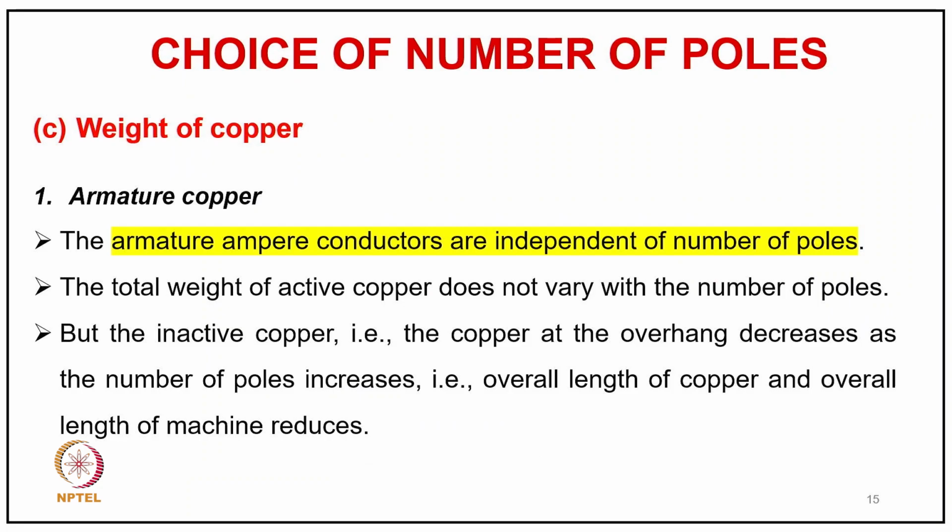Now coming to the armature copper, or weight of the copper. The armature ampere turns and ampere conductors are independent of the number of poles. So the total weight of the active copper does not vary with the number of poles, because all the slots have to be filled properly with copper. But the inactive copper, that is the copper at the overhang, decreases as the number of poles increases. That is, the overall length of the copper and the overall length of the machine reduce.